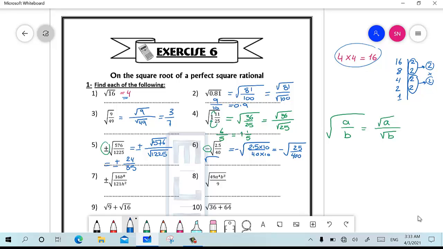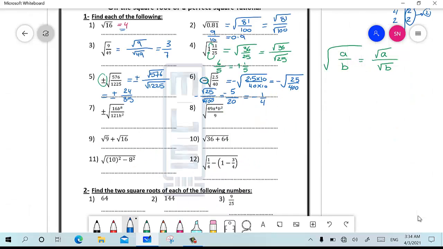Distributing the square root on the numerator and on the denominator, now I know that 25 results from 5 times 5. So the square root of 25 is 5, and the square root of 400 is 20. Don't forget that we should put the negative sign because we are dealing with a negative square root. So negative 5 over 20, and this in the simplest form equals negative 1 over 4. I hope you get it now, and let's go for number 7.